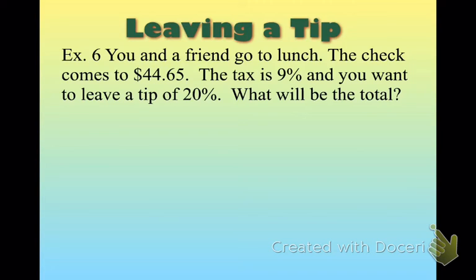All right, so last one. You and a friend go to lunch. Oh no, it's a different one. You and a friend go to lunch. The check comes out to $44.65. The tax is 9%, and you want to leave a tip of 20%. What will the total be?